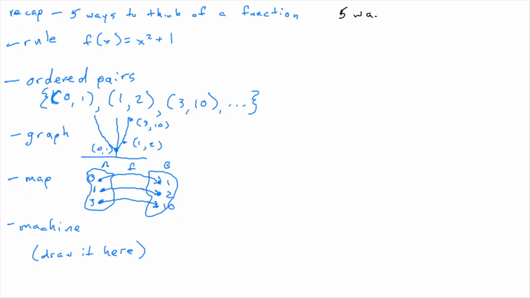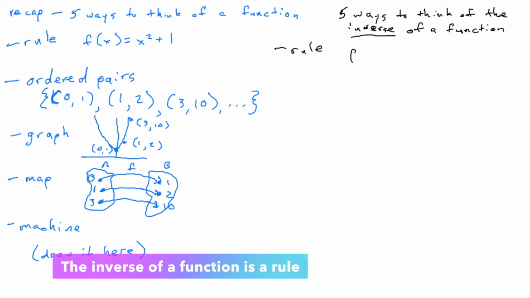5 ways to think of the inverse of a function. And that's actually the title of Chapter 5, Section 1. It's called Inverse Functions. And the first way you can think of the inverse is as a rule. And we would write f inverse. And let me talk about this notation for a second.